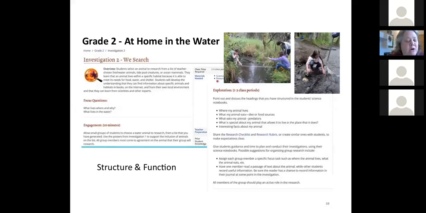And grade 4 has a great field trip activity in investigation 4, Our Nearby Ecosystems, where you can go out and explore the streams and your habitat that you can find nearby. Okay, next slide.